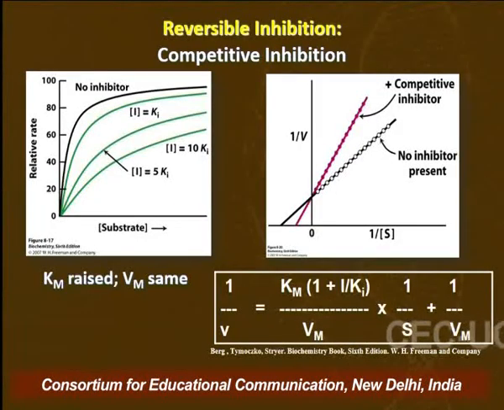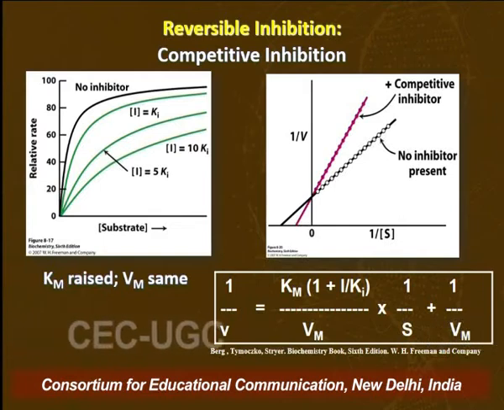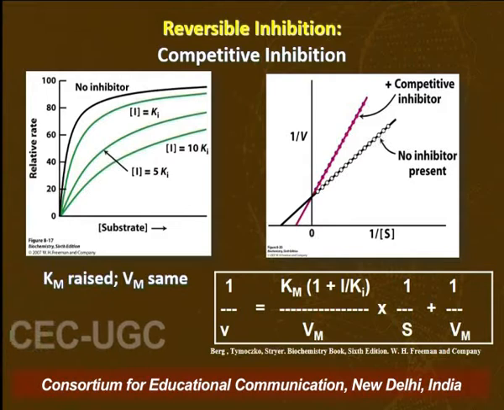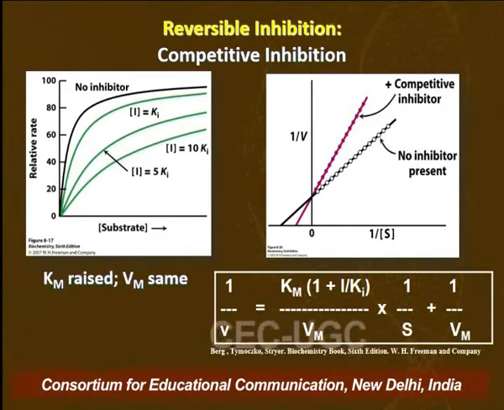Now if we see the kinetics of this particular inhibition, the competitive inhibition, it can be seen that in both the Michaelis-Menten plot and the Lineweaver-Burk plot, the Km value was raised and the Vmax value remained the same. We can see here the green line in the Michaelis-Menten plot and the red line in the Lineweaver-Burk plot. It shows the reaction in the presence of the inhibitor, so we can easily make out that the Km value was raised and the Vmax remained the same. The equation for competitive inhibition becomes like this in the Lineweaver-Burk plot.